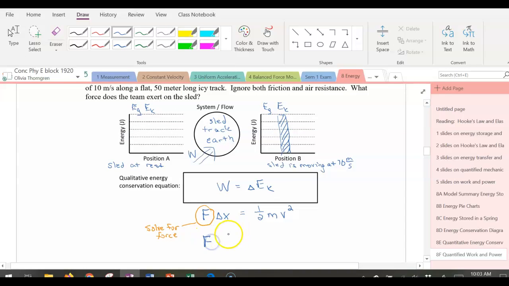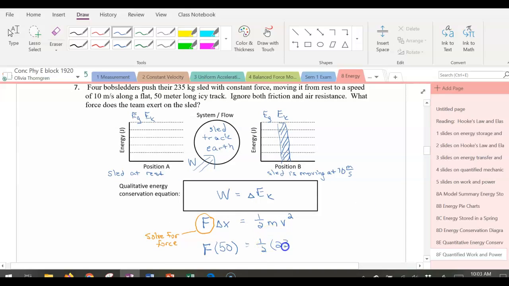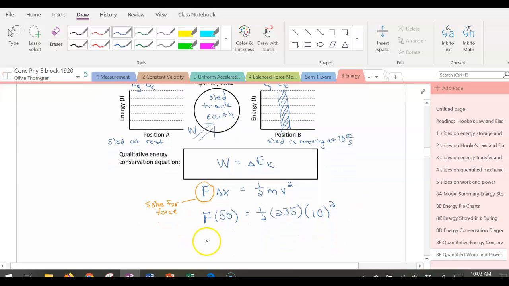So it says that they applied the force to move the sled along a flat 50-meter track. So that 50 meters is the delta x, the displacement while they were applying the force. The mass of the sled is 235 kilograms. And they're telling me that at position B, at the end, the sled has a velocity of 10 meters per second, and I have to square that. So the force is going to be half of 235 times 10 squared divided by 50. I'm just solving for the force. Let's see what that is. And I get 235 newtons.